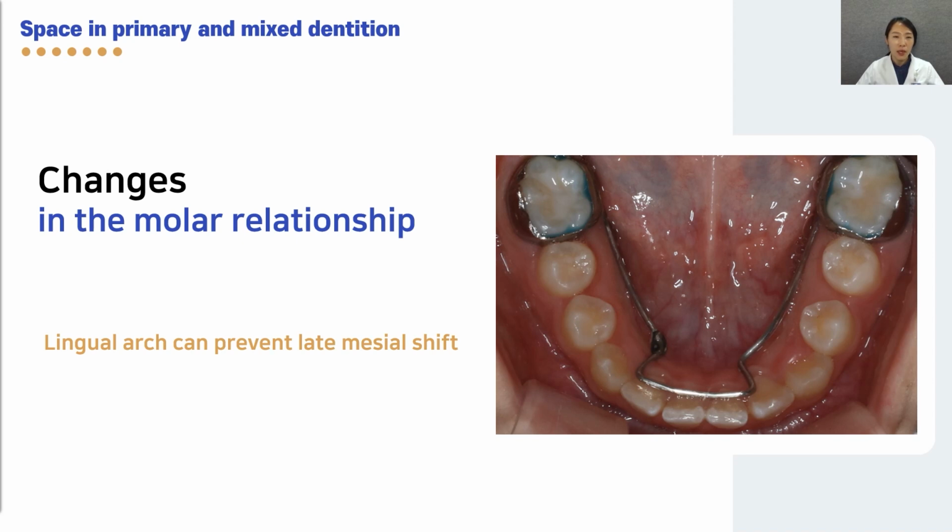If we block the late mesial shift using a lingual arch, we can use more space to align anterior teeth. But in case of class 2 or end-to-end relationship at initial occlusal contact, blocking the late mesial shift can cause a class 2 molar relationship in permanent dentition. And this approach might cause disturbances in the eruption of the permanent second molar, which erupts at a late stage. So careful follow-up is needed when a space-maintaining device is used.